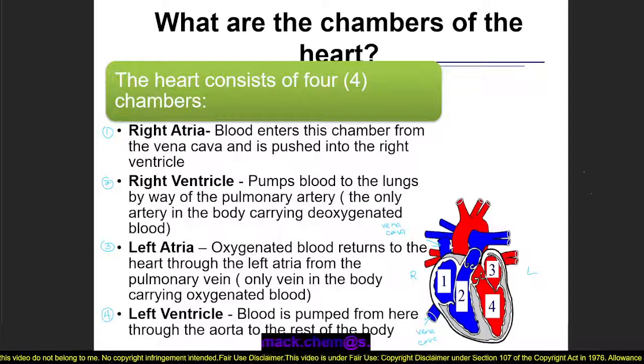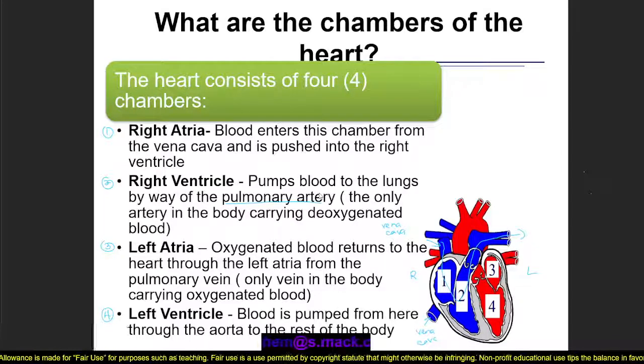The right atria will then contract or squeeze and will push this deoxygenated blood into the right ventricle. So we are in chamber number 2. In the right ventricle, this deoxygenated blood must now leave the heart and go to the lungs. I'm going to trace the pathway. So it's going from 1 into 2, and it's going to exit the heart through these vessels. These vessels are referred to as the pulmonary arteries. The pulmonary arteries will take this deoxygenated blood to the lungs.